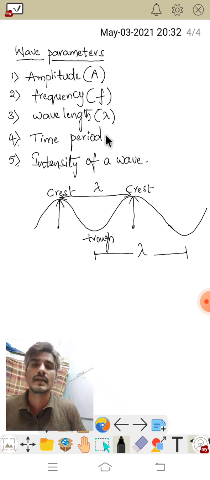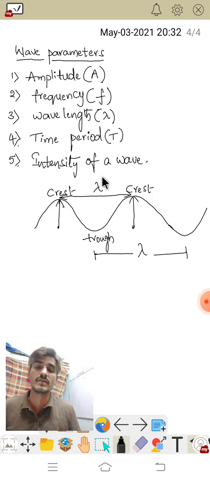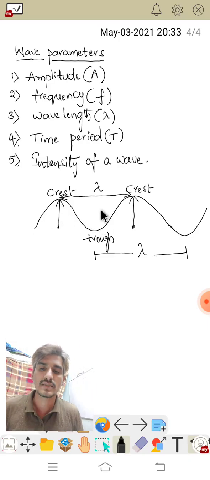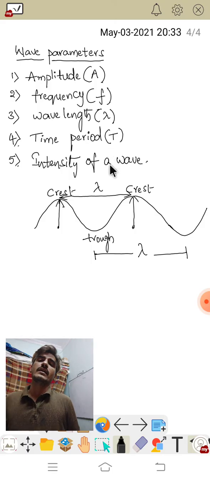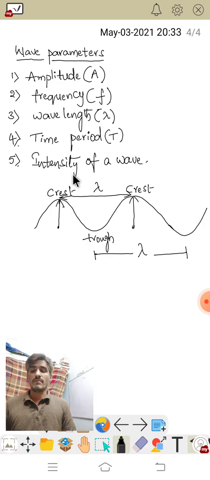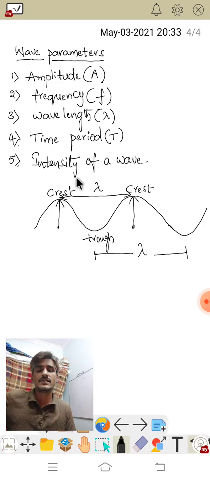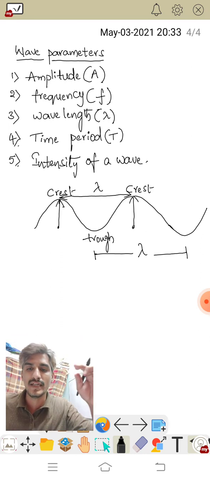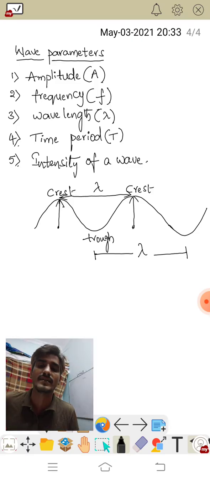Now let us consider what is meant by time period. It is denoted with the capital letter T. Time period means the time taken for one complete wave. One wave motion. Suppose if it is going a distance of lambda, then the time taken is T, capital T. That is what we call time period. Then what is meant by intensity of the wave? It is the energy transmitted per unit area per second. How much energy is transmitted per unit area per second is called intensity of wave.